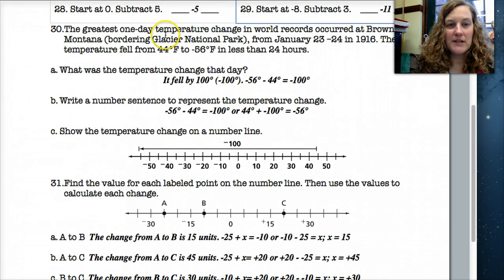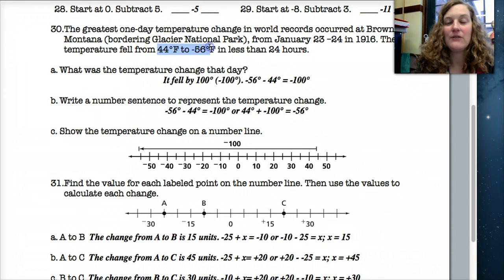The greatest one-day temperature change in the world records occurred at Browning, Montana from January 23rd to the 24th in 1916. The temperature fell from 44 degrees to -56 degrees in less than 24 hours. What was the temperature change that day?